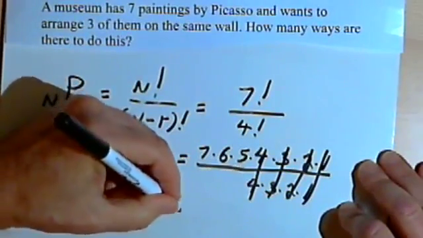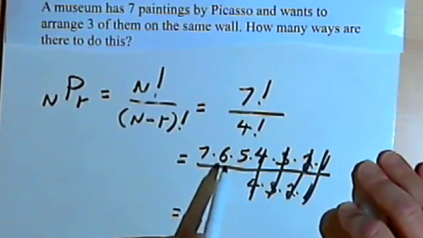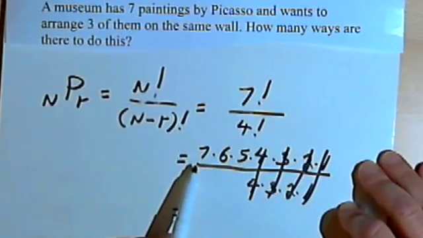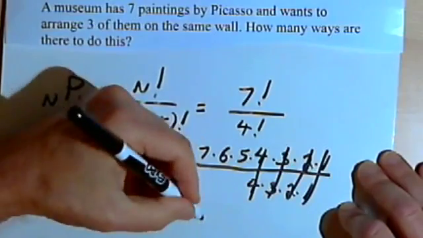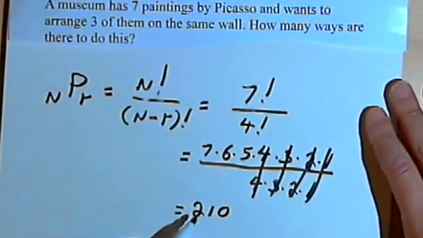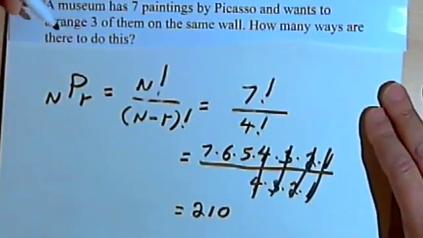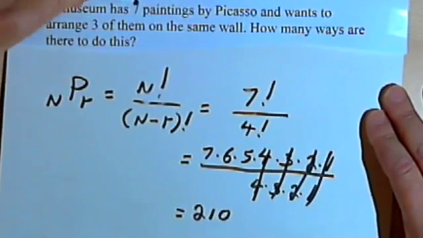So we could multiply this out. Let's do the 6 times 5 first. 6 times 5 is 30. I know that 3 times 7 is 21, so 30 times 7 would be 210. So that means there are going to be 210 different 3-painting permutations or 3-painting arrangements that I can make from this total of 7 paintings.